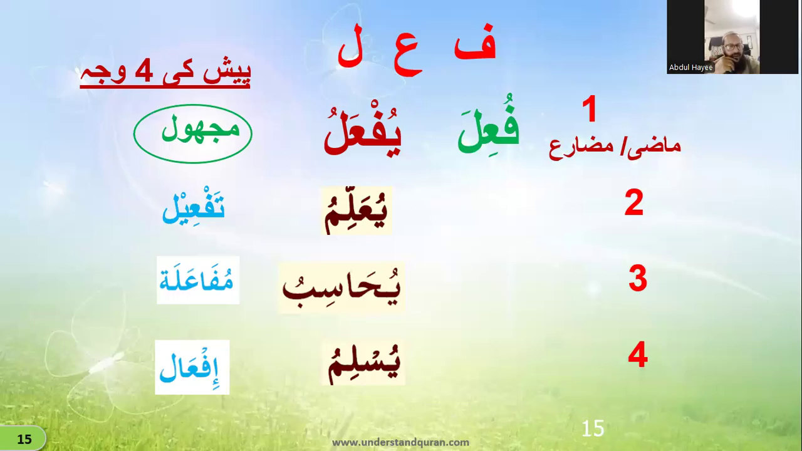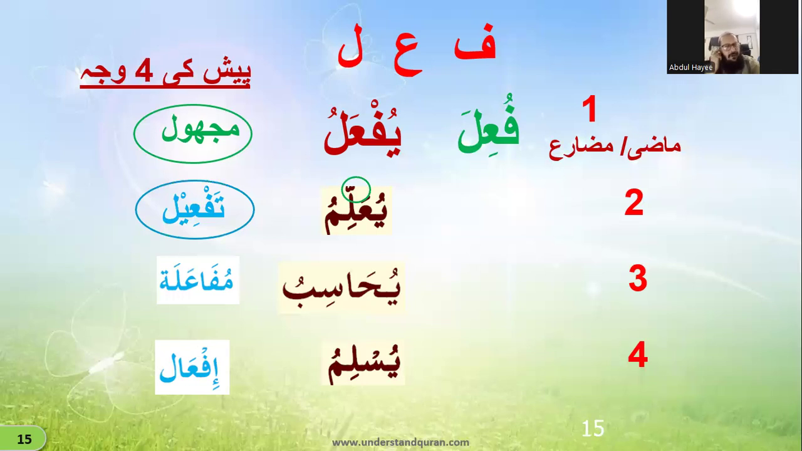Okay. If that is not majhul and this has a dhamma in the beginning, then it may be from bab taf'il. What will be the sign? Any verb coming on bab taf'il should be four letters and having a shadda in the center, just like allama, yu'allim. Suppose the word which we are considering has a dhamma in the beginning, but it is not majhul and does not have a shadda, so it is not from bab taf'il.